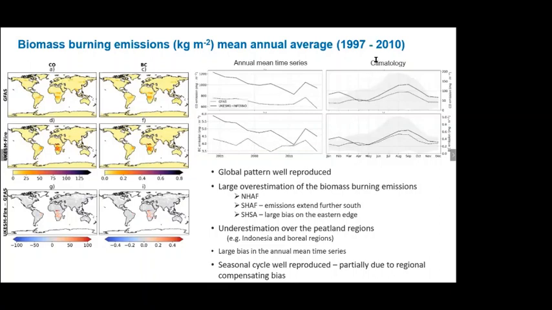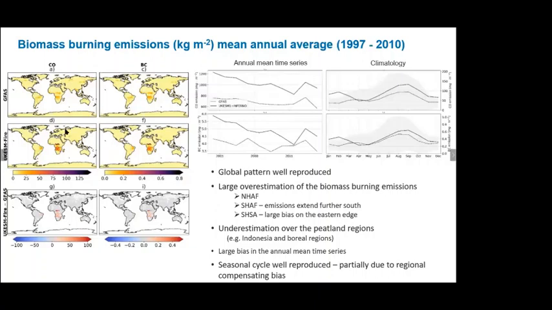And on the right, we have the climatology to show the seasonality. One thing that we can see looking at the global plots is that the spatial distribution of the areas that we are emitting or burning looks quite good, but we have large biases over Africa and in this region of South America. But in general, it looks good.